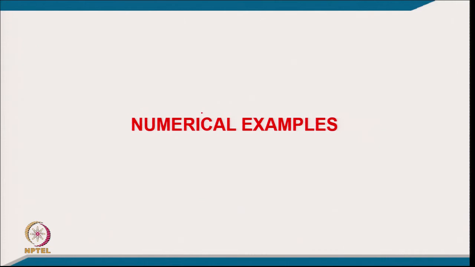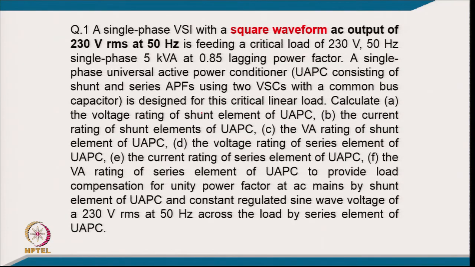Now, we will discuss some of the numerical examples. Coming to the first numerical example: a single phase voltage source inverter with a square wave AC output of 230 volt 50 hertz is feeding the critical load of 230 volt 50 hertz single phase 5 kVA at 0.85 lagging power factor, and a single phase universal active power filter conditioner, UPAC, consisting of shunt and series active power filter using 2 VSC with common DC bus capacitor is designed for this critical linear load.